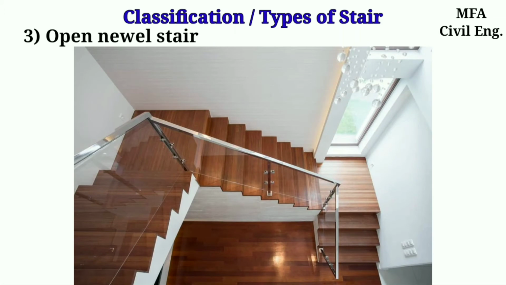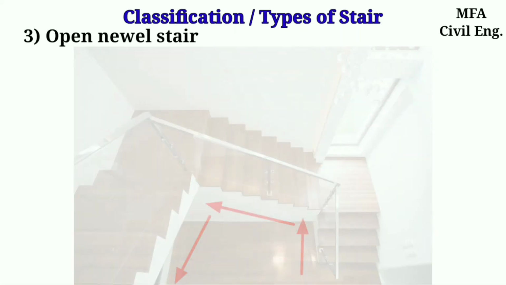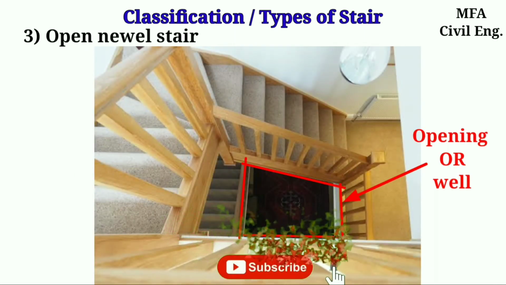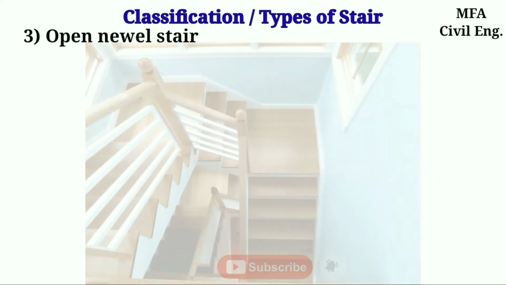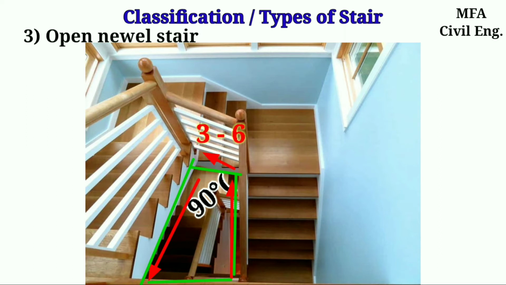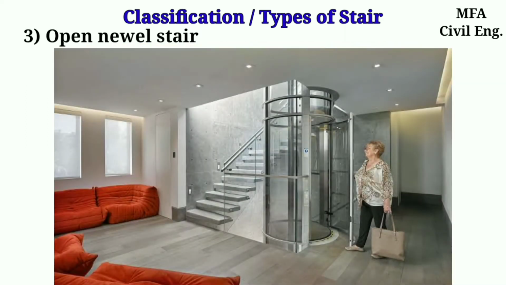An open newel stair consists of two or more flights arranged in such a way that there is an opening or well in between the forward and the backward flight. When all these steps are difficult to arrange in two flights, a short third flight of 3 to 6 steps may be provided along the direction perpendicular to the first flight, which forms an opening in between the forward and the backward flight. Open newel stair is mostly adopted in a lift passage.